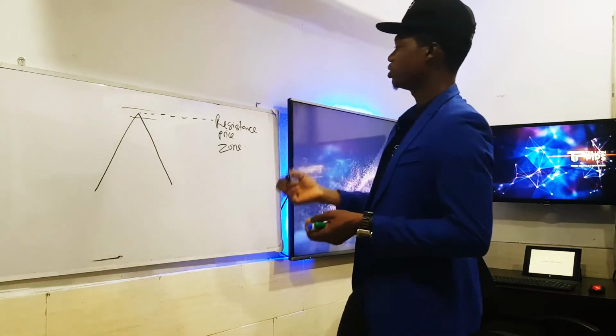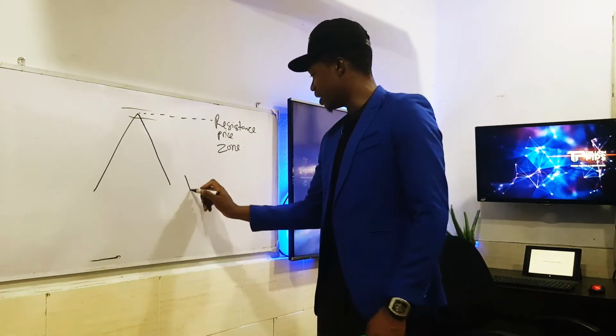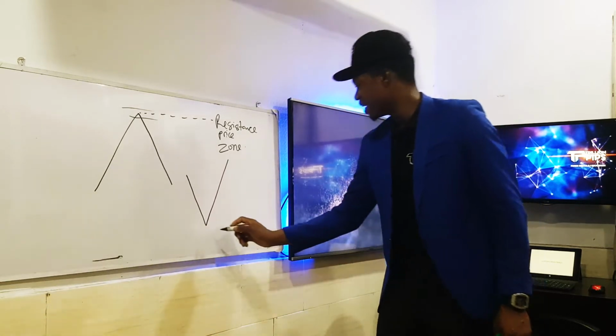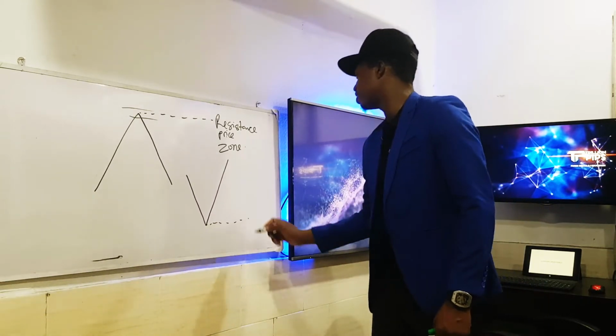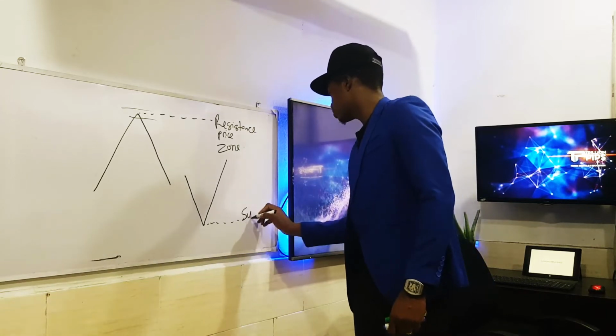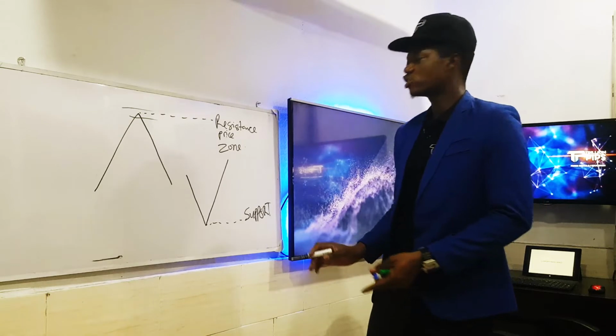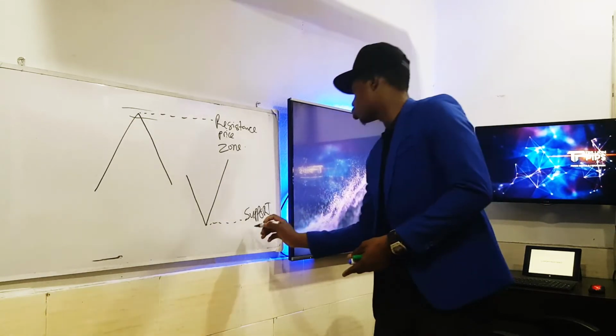In a similar fashion, if the market moves down and now suddenly changes direction up, that particular point where it changes the direction from is called a support. So it's called a support price or zone.